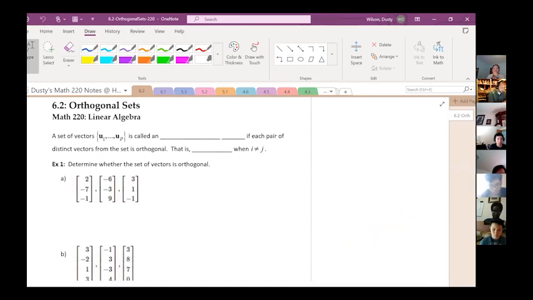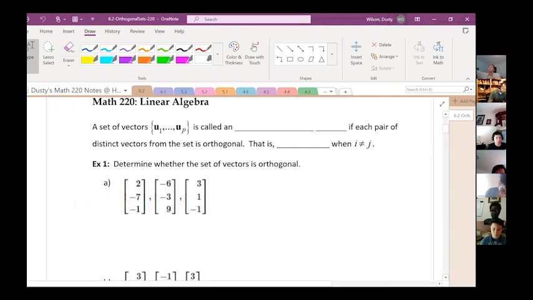So we would say in section 6.2 that a set of vectors u1 to up is called an orthogonal set if each pair of distinct vectors from the set is orthogonal. That is, if ui dot uj equals 0 when i doesn't equal j. This is important. This isn't hard, but there's some notation here. So let me make sure you're tracking what's going on.